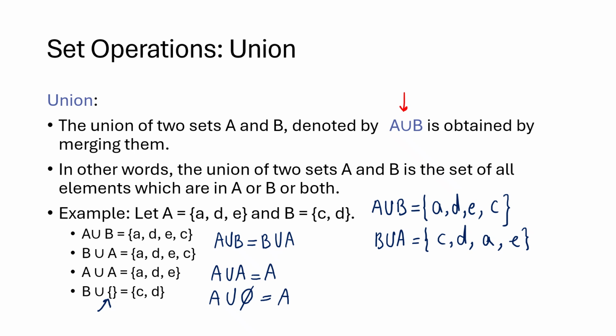So the union is commutative. A union B is the same as B union A. If we take the union of a set with itself, you end up with the same set. If you take the union of a set with the empty set, you end up with the same set.